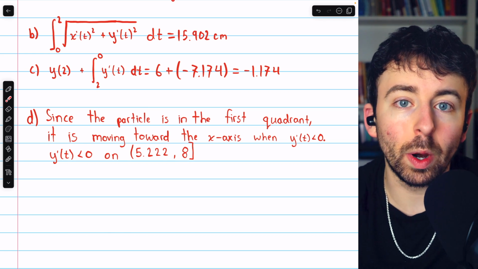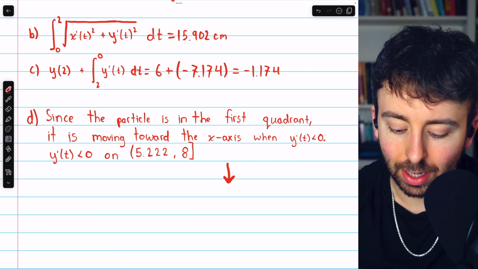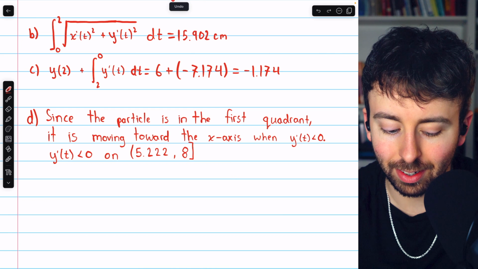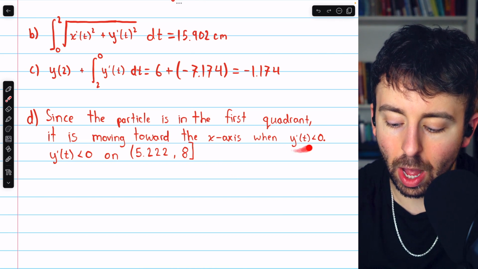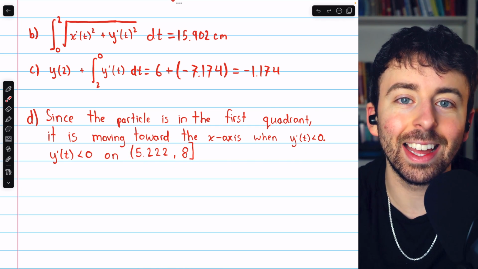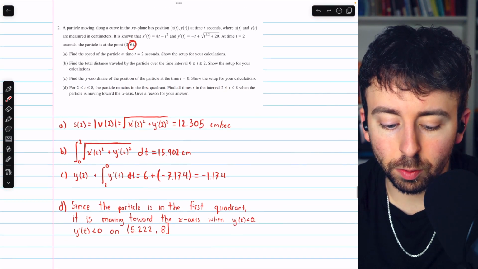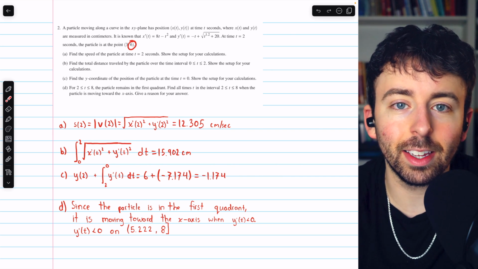And since the rate of change in the y position is negative, the particle is moving downwards and hence approaching the x-axis. So since the particle's in the first quadrant, it's moving toward the x-axis when y prime's negative, which we saw from the graphing calculator was on that interval. And that completes our solution to free response question 2 from the 2024 AP Calc BC exam.